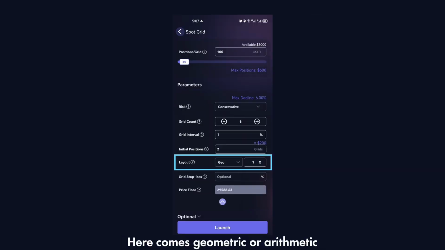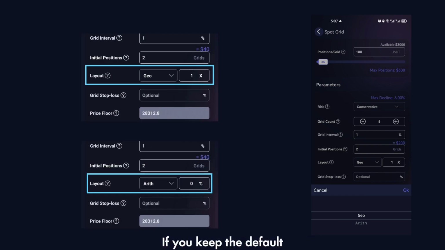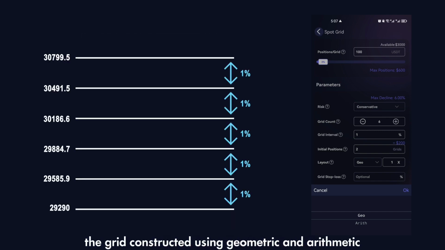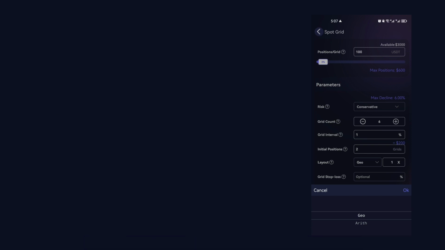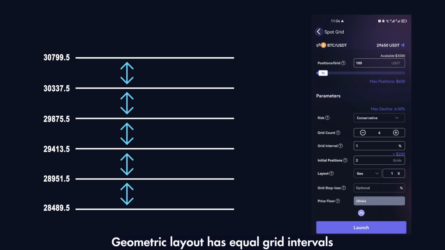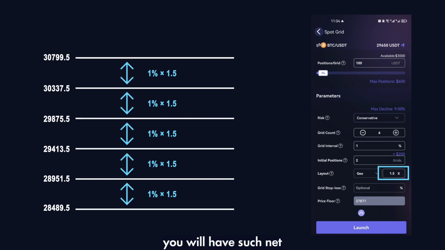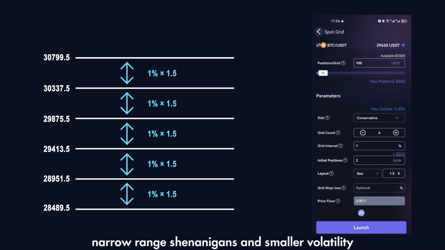Here comes geometric or arithmetic. If you keep the default geometric multiplier and arithmetic ratio unchanged, the grid constructed using geometric and arithmetic methods will be the same. Geometric layout has equal grid intervals. If you choose geometric and set the multiplier to 1.5x, you will have such a net. They're perfect for those narrow range shenanigans and smaller volatility, giving you higher profits per grid.